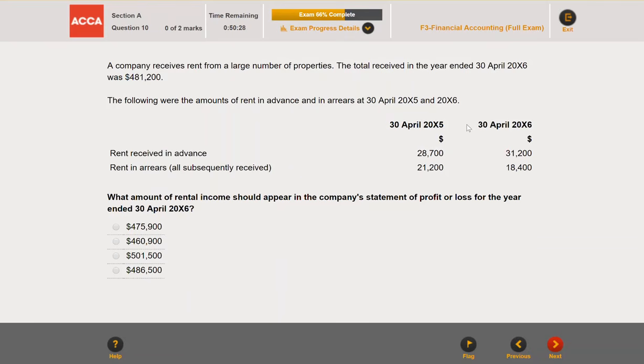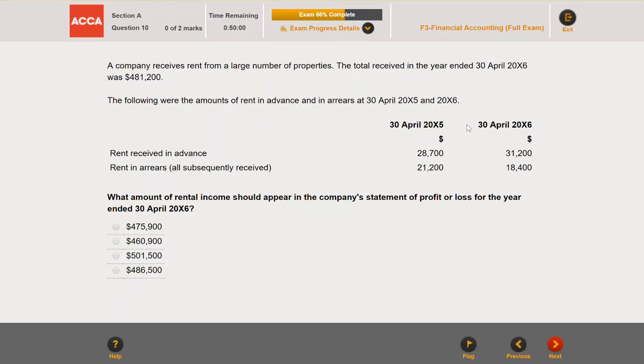What amount of rental income should appear in the company's statement of profit or loss for the year ended 30th April 2016? The company received rent from a large number of properties. The total received in the year ended 30th April 2016 was 481,200. The following were the amounts of rent in advance and in arrears at 30th April 2015 and 2016. We have rent received in advance, rent received in arrears.